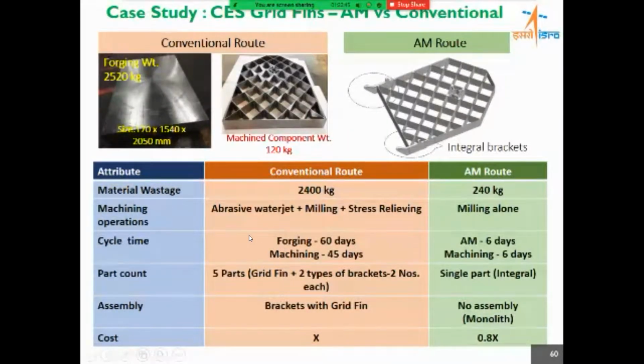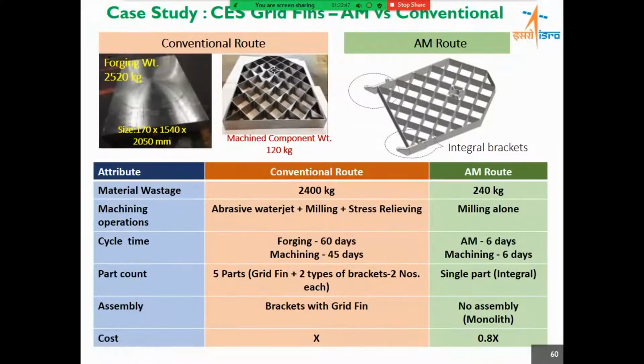This is another case study on a crew escape system. This is a grid fin, and the component weighs only 120 kilograms. For realizing this component by the conventional route, we have carried out a forging of a titanium block of size 170 by 1540 by 2050 mm, which weighs around 2.5 tons. You can see the final component is only 120 kilograms. Here again, almost 95% of the material is removed by machining.